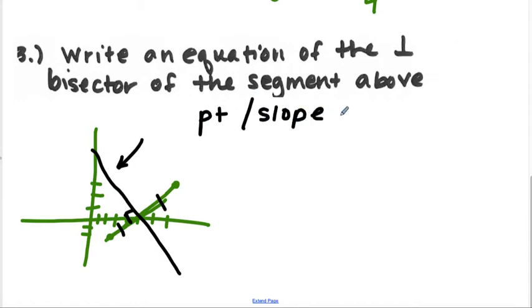Well, the good news is that I can borrow the slope from this line. Because if they're perpendicular, then I can use the negative reciprocal slope. So I think our slope was, what was it? It was 5/4. So my perpendicular slope is going to be -4 over 5. All right, so I have my slope, and now I need a point.